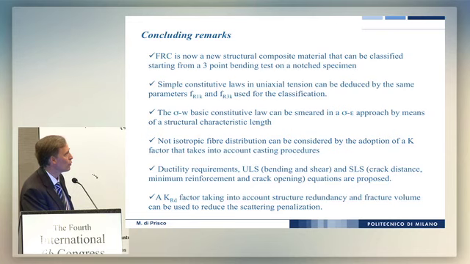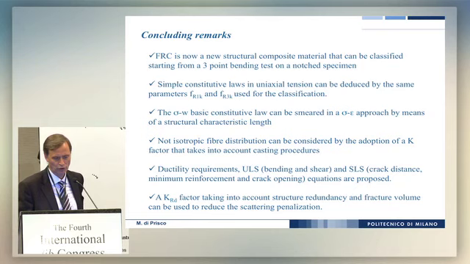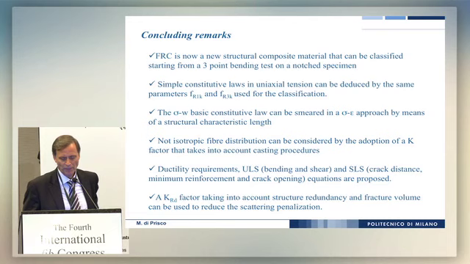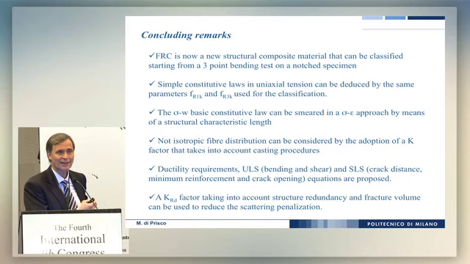So let me conclude that FRC is now a new structural composite material that can be classified starting from a three-point bending test, but I remark the classification should be the same for all the fibre-reinforced concrete materials, otherwise we could have a lot of problems in the application. The simple constitutive laws can be immediately deduced by the two flexural strengths measured for fixed thresholds in terms of crack opening, so the serviceability and the ultimate one, 0.5 and 2.5 millimeter. The stress-crack opening can be reduced after to a stress-strain approach by means of the structural characteristic length, which has a measure of a length, but pay attention, because in some situations, in some special cross-sections, from the same material you can have different stress-strain laws.